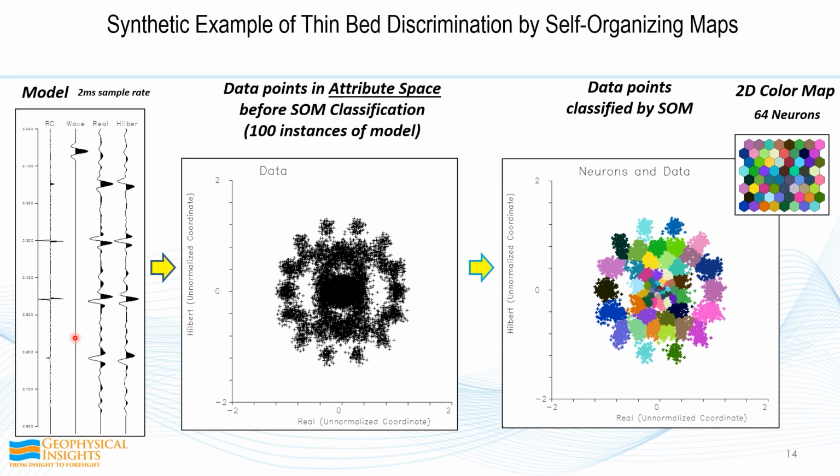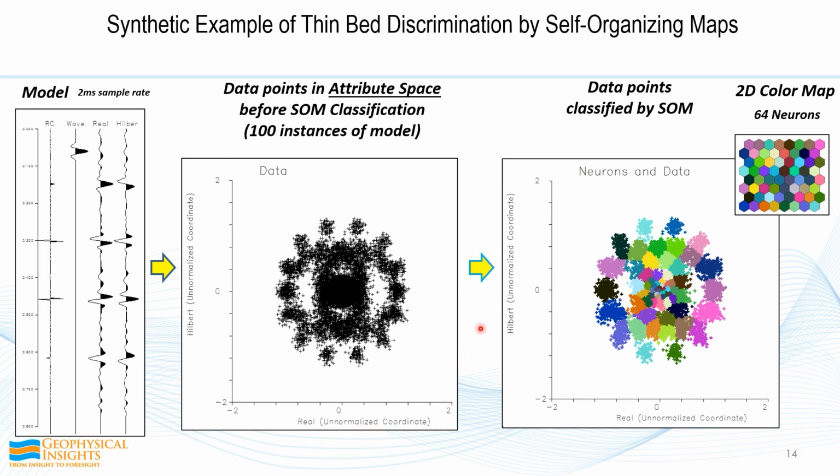We have a wavelet to convolve with our RC series, and then the traces were duplicated 100 times, and some amount of noise was added to the data. So going over to the cross plot, when you just plot the data points in X and Y space, you see that we do have quite a few clusters.